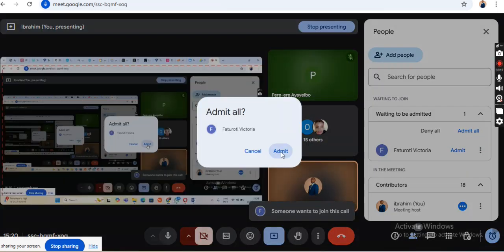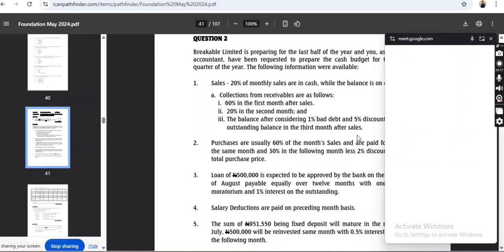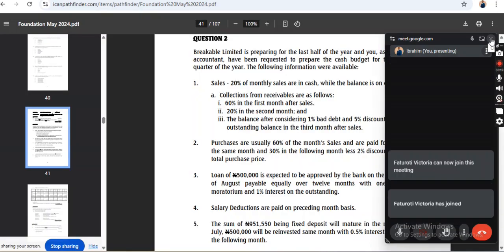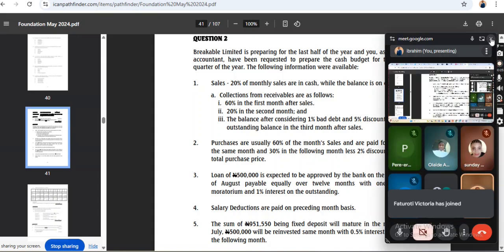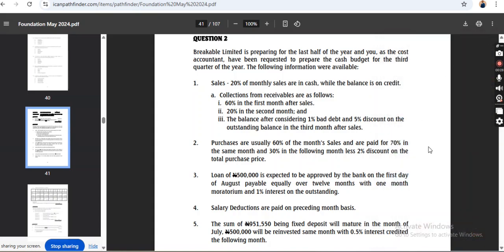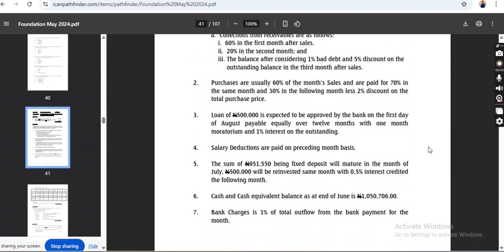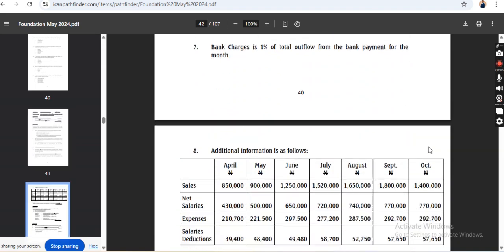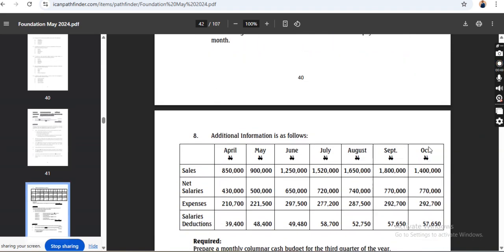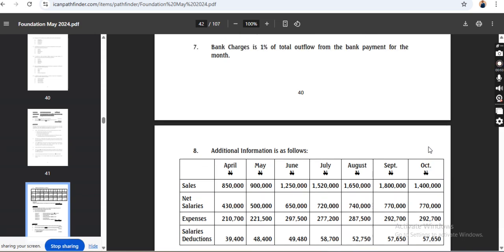In today's class, we shall look at a question on the cash budget. Don't forget that in our previous lecture, we explained the cash budget as a type of budget. That is, at the end of the period, we want to know if they actually have a cash balance at the end of the period, right? And that is what we want to do for today.